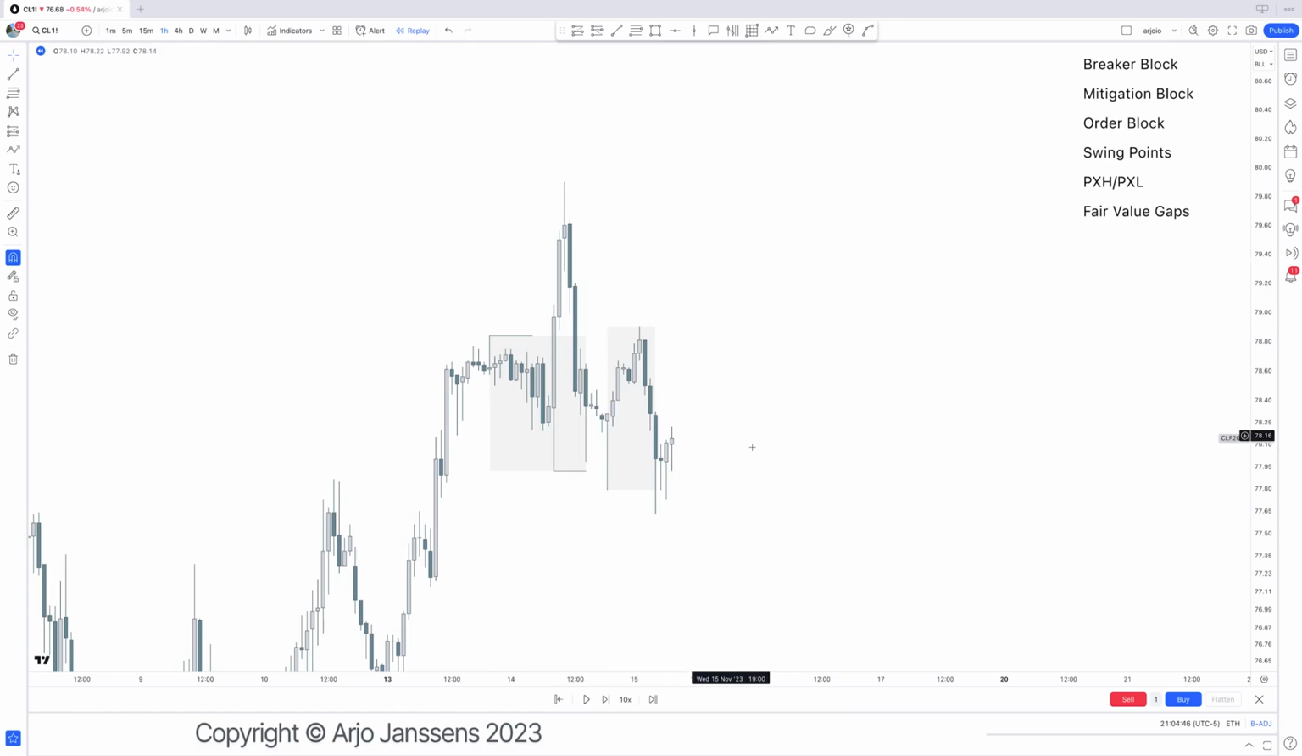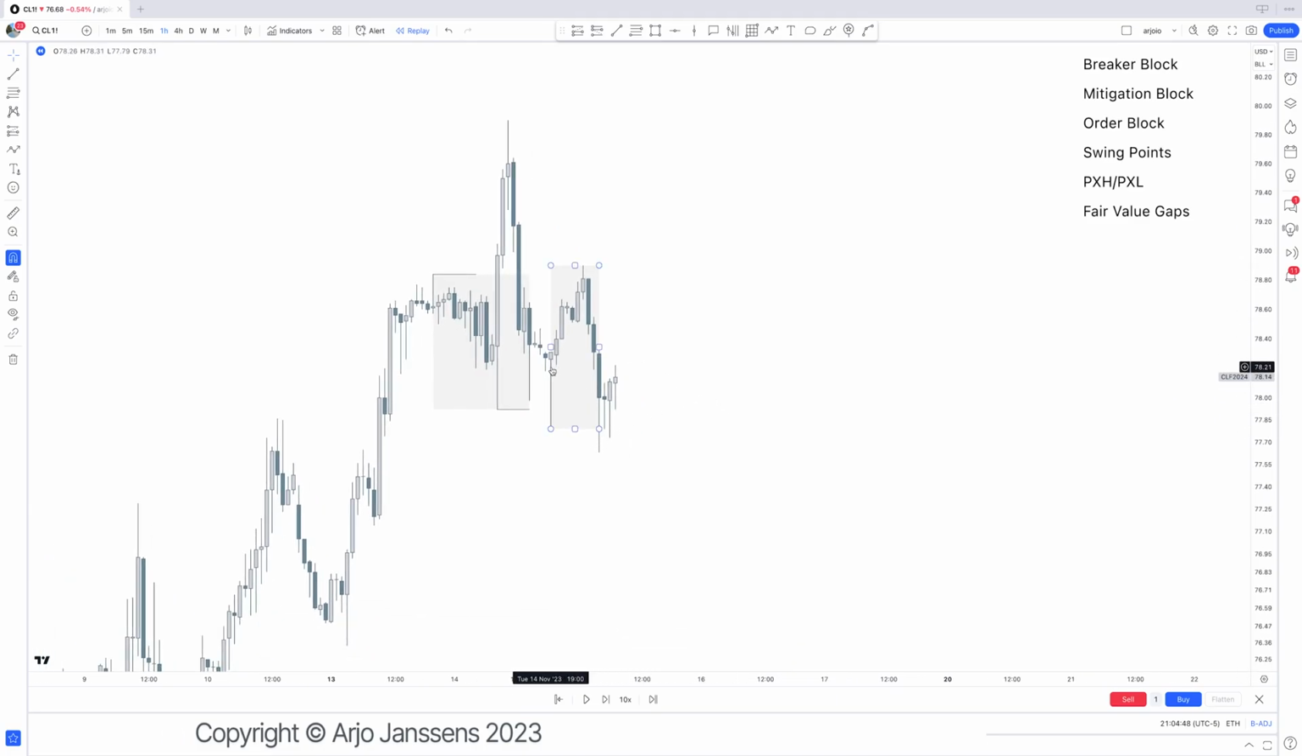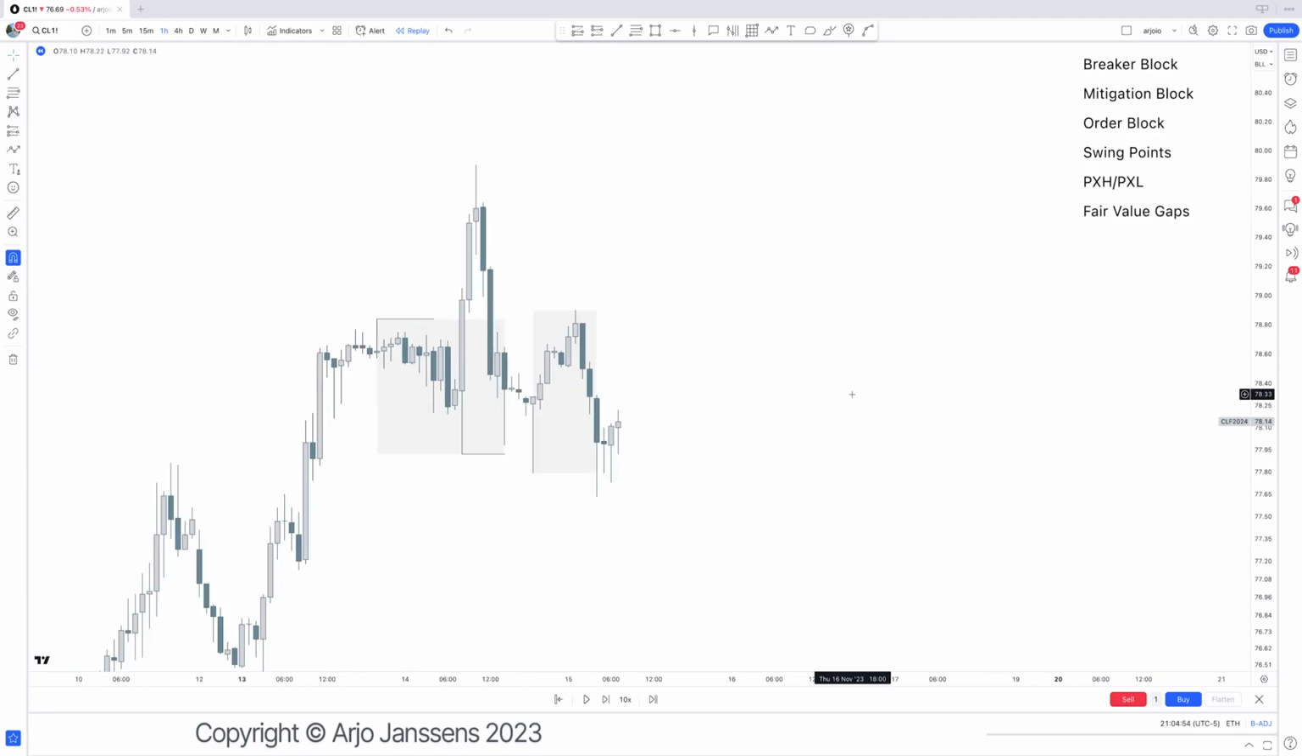So a mitigation block is where we can have any candle on the upside right there. So if we're bearish, we're waiting for a premium array. These up candles right there you're seeing can also have a down candle in the middle of them, where an order block can only have consecutive up candles for a bearish order block. So what does that look like?